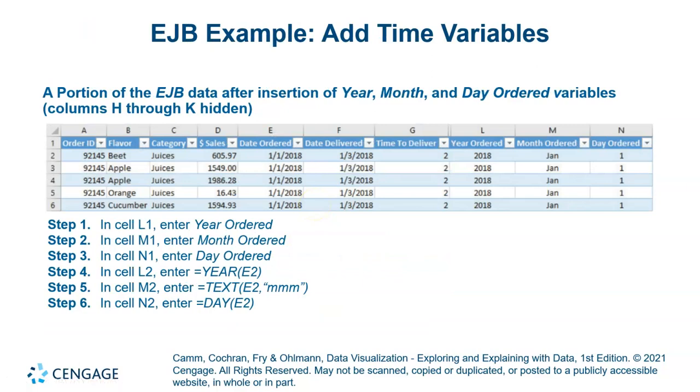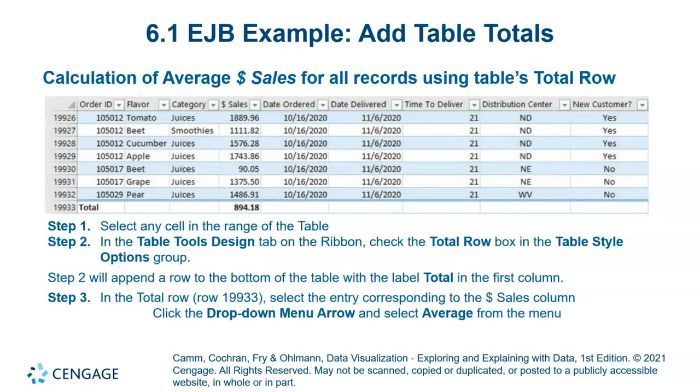Add time variables if you want to add more extensive timing, for example, year separately, month separately, and day separately. It's also possible with the L, M, and N columns. And then we have add table totals, which can also be done.